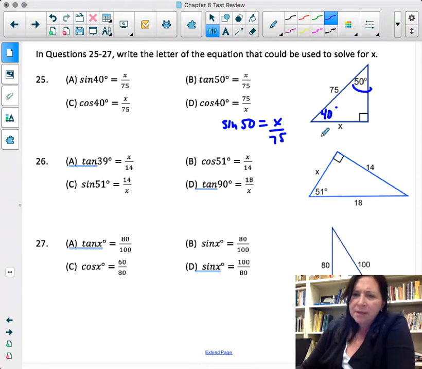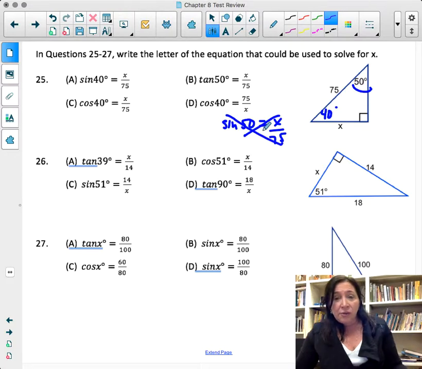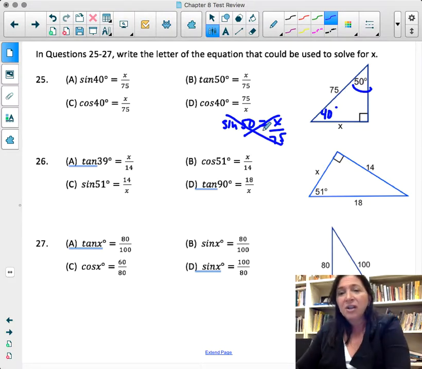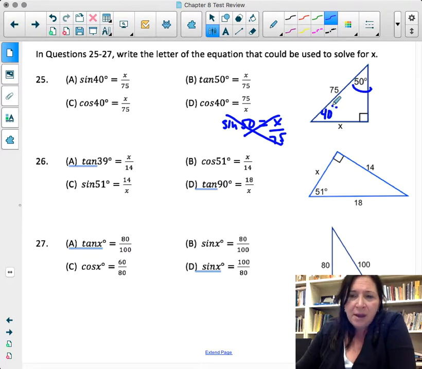So let me try 40. Let me try from 40 because this wasn't one of the answers. This is a way to do it, but it's not one of my solutions. So now I'm going to try it a different way. Now I've got to put myself at 40, not 50.